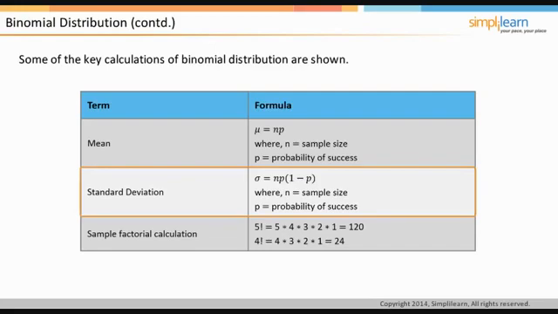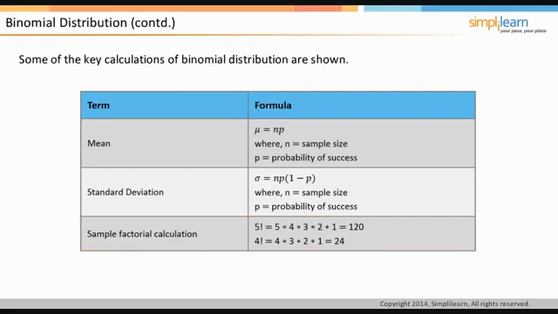1 minus p. The method of calculating factorials, say factorial of 5, is the product of 5, 4, 3, 2, and 1, which is equal to 120. Similarly, factorial of 4 is the product of 4, 3, 2, and 1, which is equal to 24.